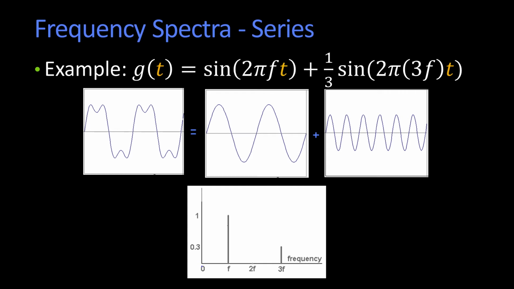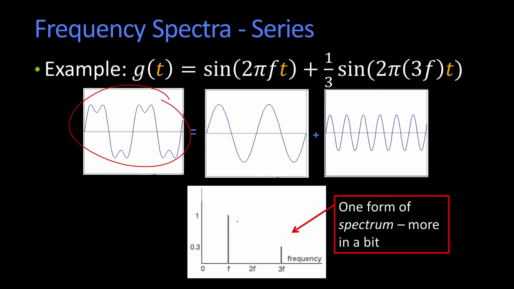This is written in this particular way. I'm only showing you positive frequency. We'll talk about negative in just a minute. But whatever f is, the signal here has a frequency spectrum with a certain amount of power at f and about a third of that at 3f. And this is one form of drawing out the spectrum. We'll talk more about spectra in just a minute.